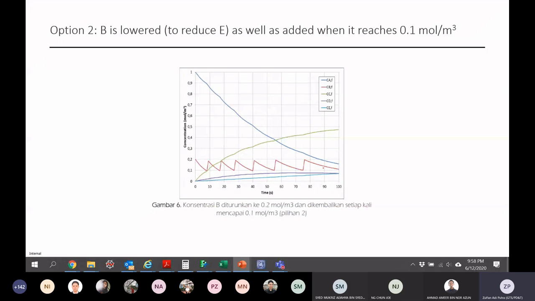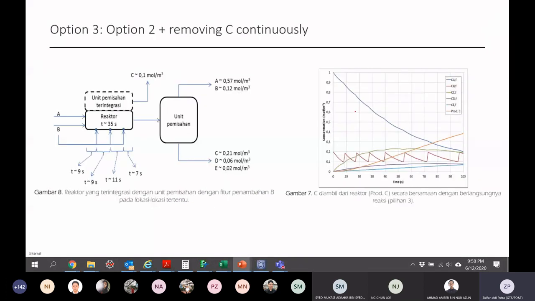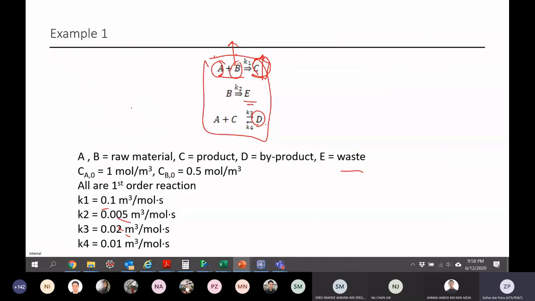And then you could play around. So here I can play around with B, and then I can see C moving upwards. What if I keep option 2? I keep adding B regularly, and then I remove C. Because once C gets produced, it will react with D, and once D is produced, it reacts to C. In order to minimize D, once C is produced, I take it out.